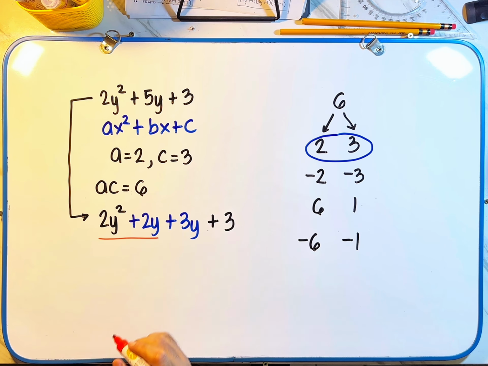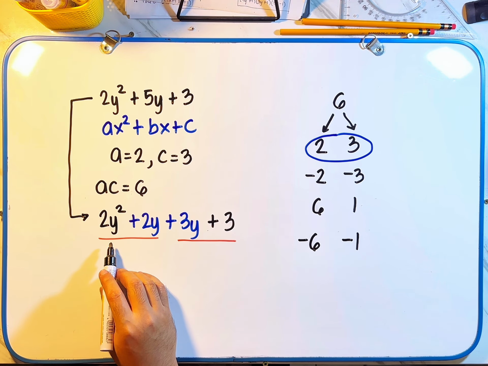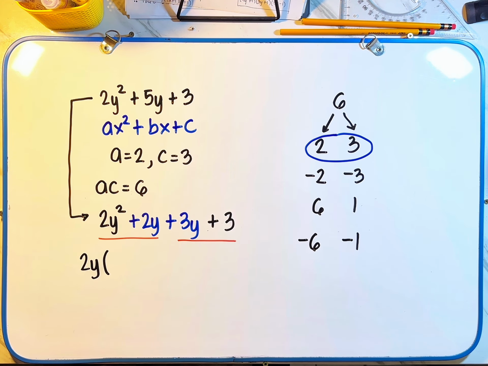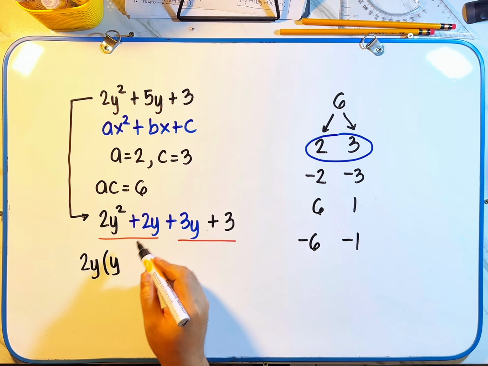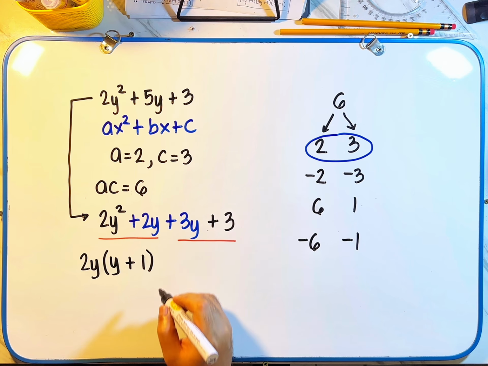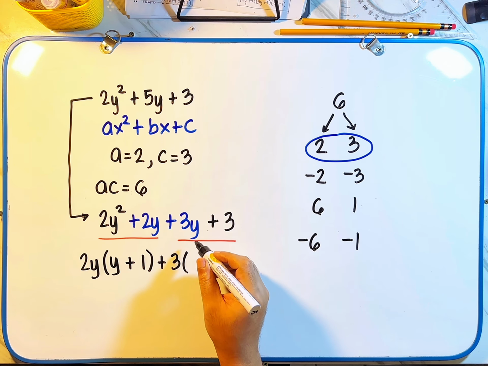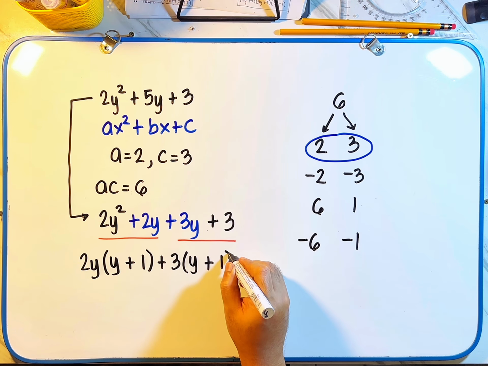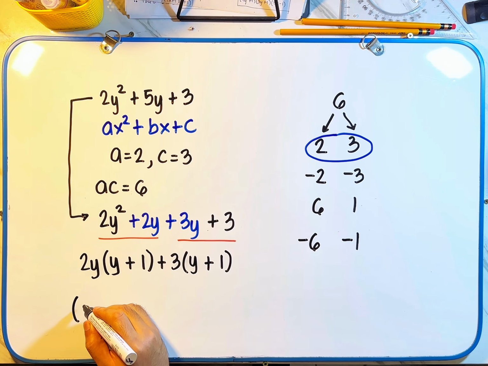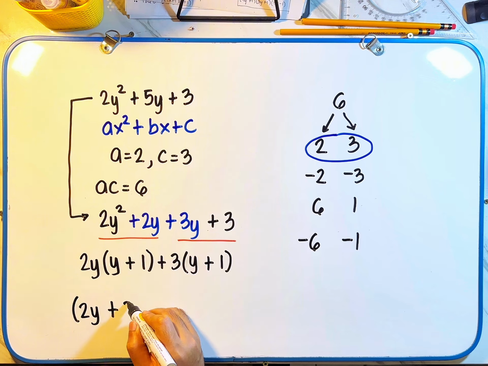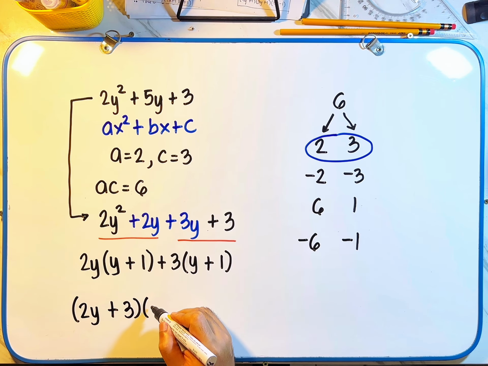Next, we will group. So let's group these two terms and also these two terms. The GCF of the first group is 2y. Let's divide. 2y squared divided by 2y is simply y. 2y divided by 2y is positive 1. For the second term, the GCF is positive 3. 3y divided by 3 is y. 3 divided by 3 is 1. Now, y plus 1 is common. Therefore, the final factored form is 2y plus 3 times y plus 1.